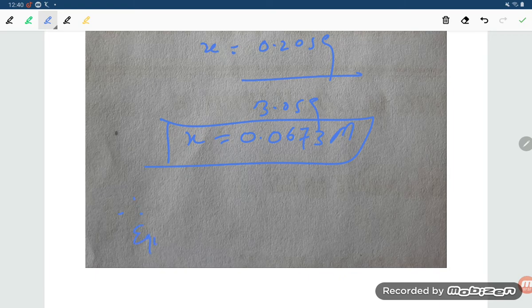Therefore, we can write that the equilibrium concentration of CO2 is equal to X, which is equal to 0.067 capital M. This is our required answer.